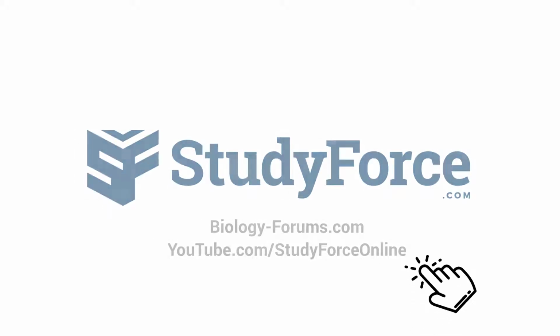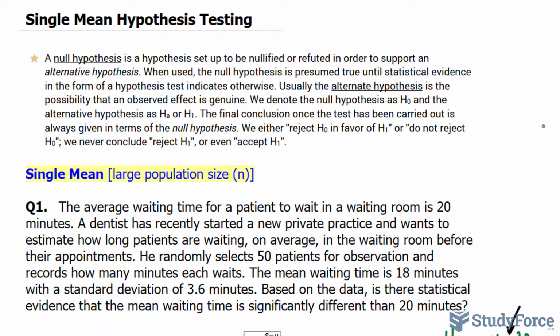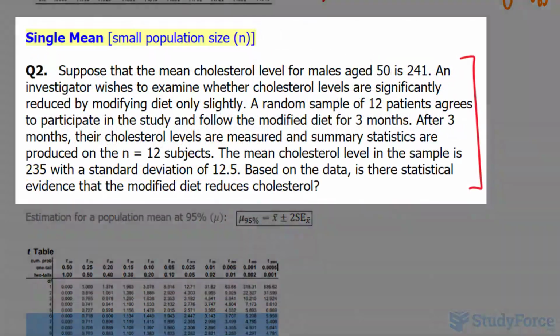Welcome back to question 2 of our series where we learn how to test hypotheses for a single mean. This time the question reads, suppose that the mean cholesterol level for males aged 50 is 241. An investigator wishes to examine whether cholesterol levels are significantly reduced by modifying diet only slightly. A random sample of 12 patients agrees to participate in the study and follow the modified diet for 3 months.